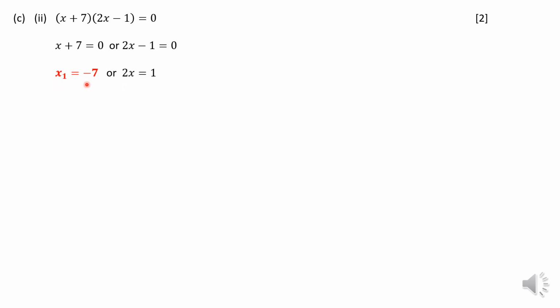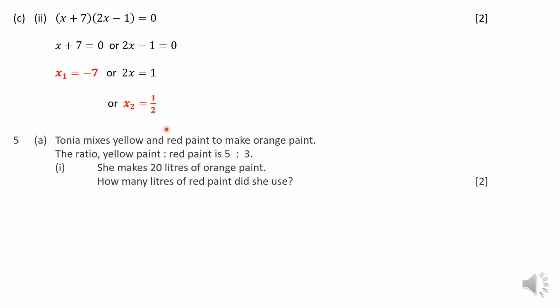In the first instance, x will give you -7. And here I take the 1 over, it becomes positive 1. And the second answer is x equals 1/2. So these are the two solutions to the equation. No need again to multiply out the brackets.